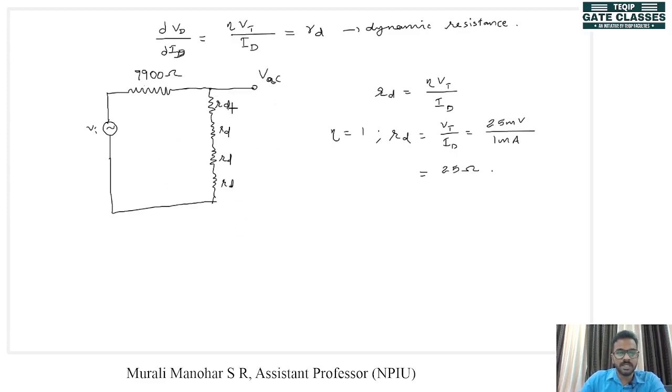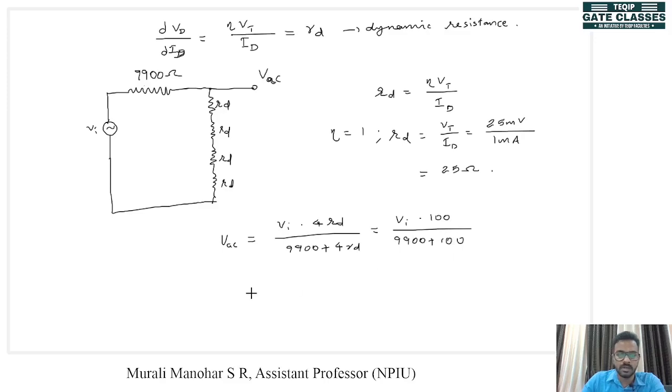Now, what will be VAC? We can use voltage division rule. So VAC will be equal to Vi into 4Rd divided by 9900 plus 4Rd. That is Vi into 100 divided by 9900 plus 100. That is Vi into 100 divided by 10,000. Sorry, this is 100.